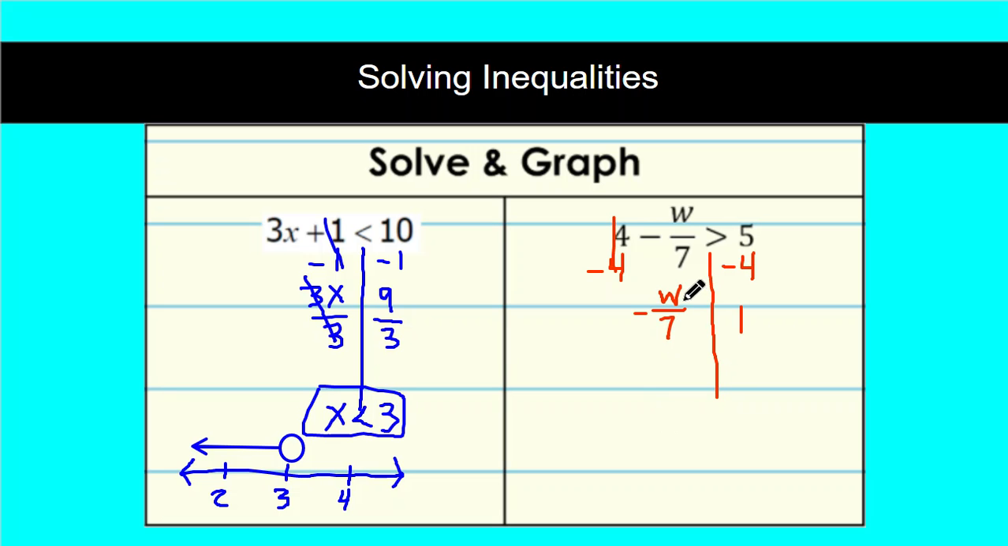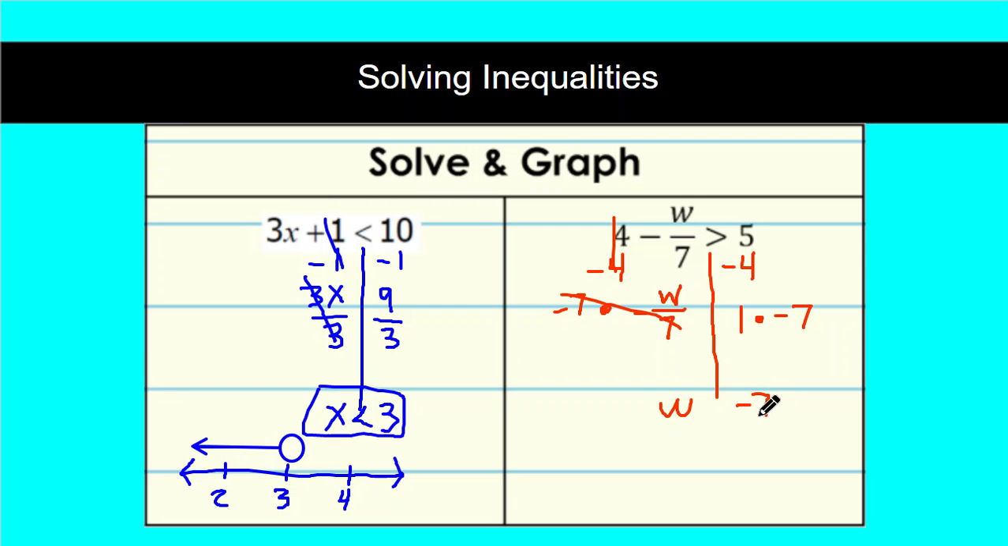So I want to get w by itself. The opposite of divided by 7, negative 7, would be times by negative 7. So I'm going to times by negative 7 to cancel those out and leave me with w. And I'm going to do the same thing to the other side. So 1 times negative 7 is negative 7.